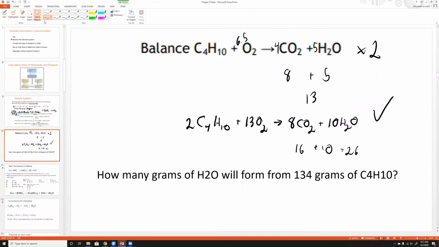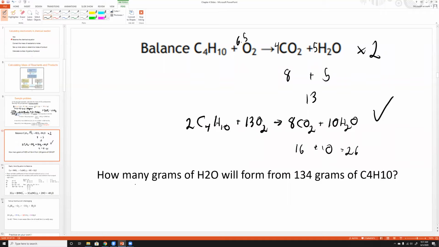Okay, so let's answer the question on the bottom. Now, using the balanced equation, how many grams of H2O will form from 134 grams of butane, which we have here? So let's look at the balanced equation. We know that 2 moles of C4H10, which is butane, react to produce 10 moles of water. So if we have 134 grams, how many moles and how many grams of water will that make?